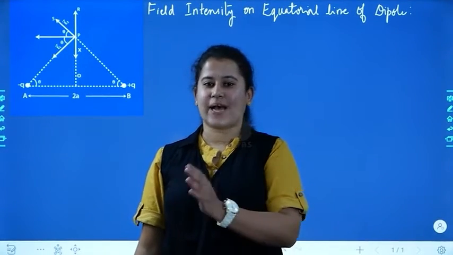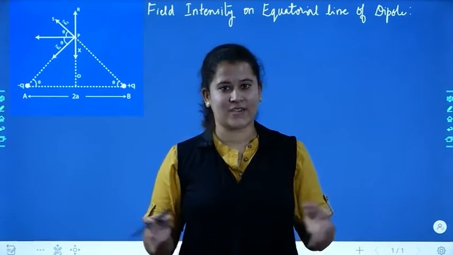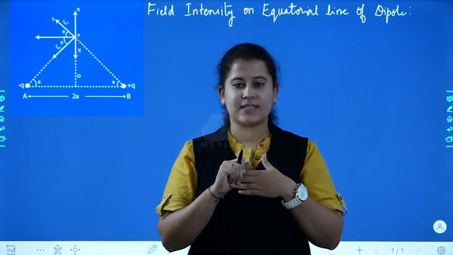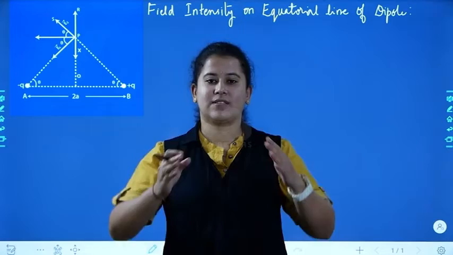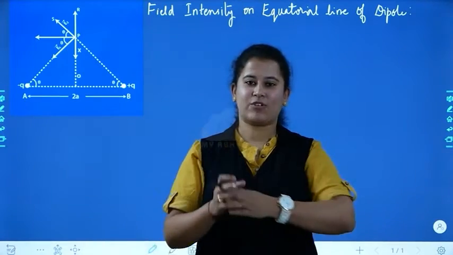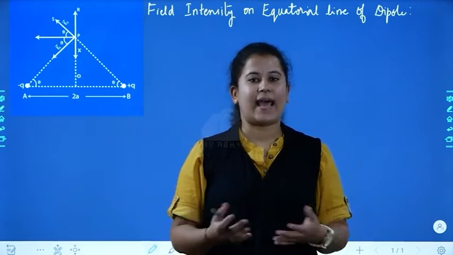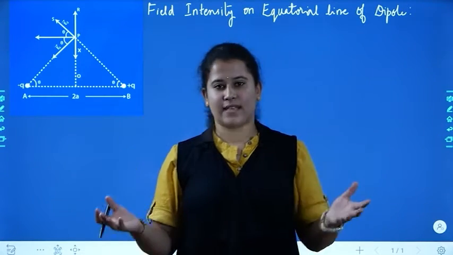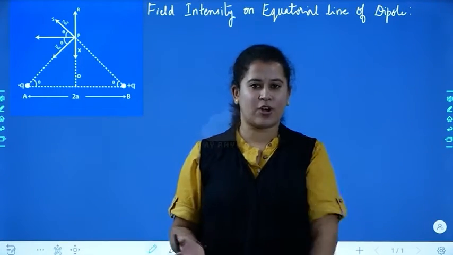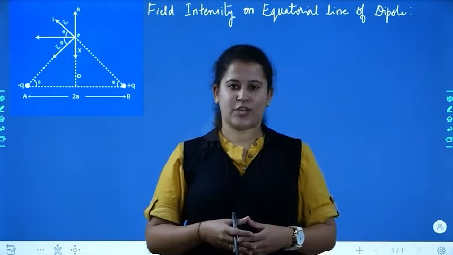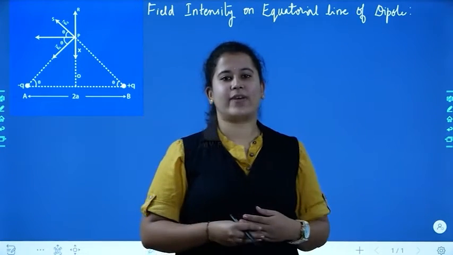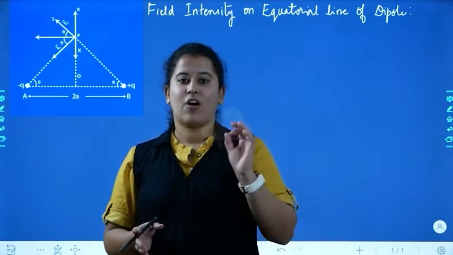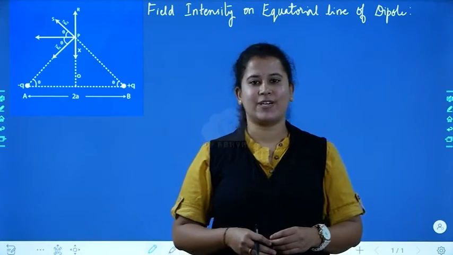So we were discussing the chapter electric charges and fields from second year, and we discussed the first derivation, which was nothing but the field intensity on an axial line due to a dipole. So we got the expression as E axial is equal to 1 divided by 4 pi epsilon naught 2p divided by x cube, right? Similarly, now we will have a look into the derivation of the field intensity on an equatorial line of a dipole.